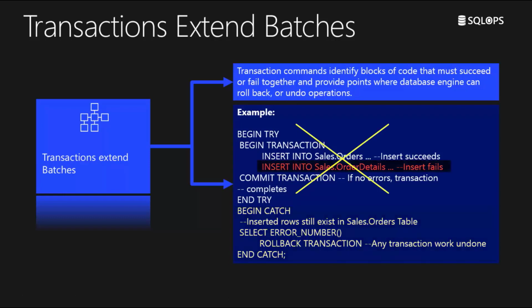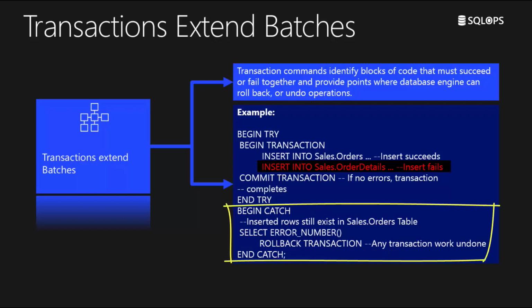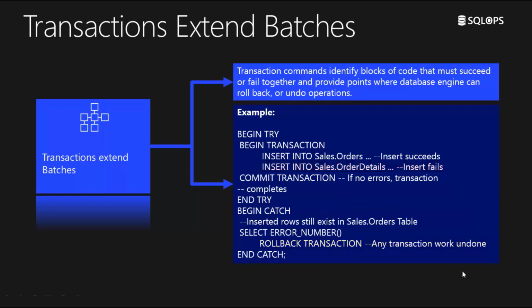But what if an error occurs during the execution of the second insert statement? If that happens, the execution is branched to the catch block, and since the first insert statement completed successfully and added rows to the sales orders table, the rollback statement is used to undo the successful insert. Now let's see an example that uses a transaction and one without a transaction and see what the differences are.